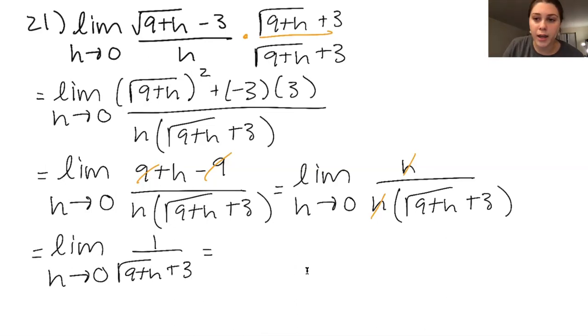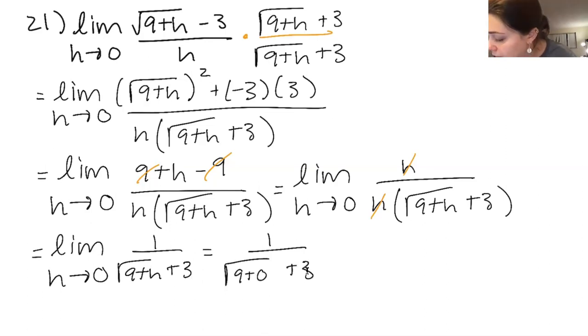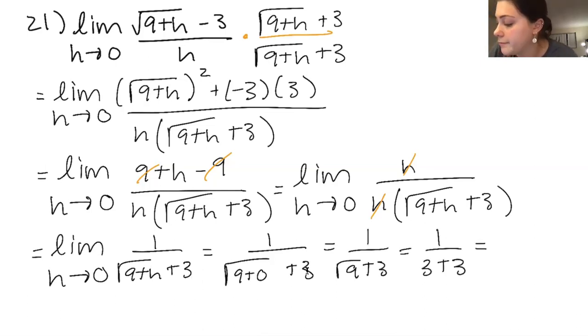And since I'm plugging in, I'm going to drop the limit symbols. And it's just going to be 1 over the square root of 9 plus 0 plus 3, which is 1 over the square root of 9 plus 3, which is 1 over 3 plus 3, which is 1/6. And that's the conjugate.